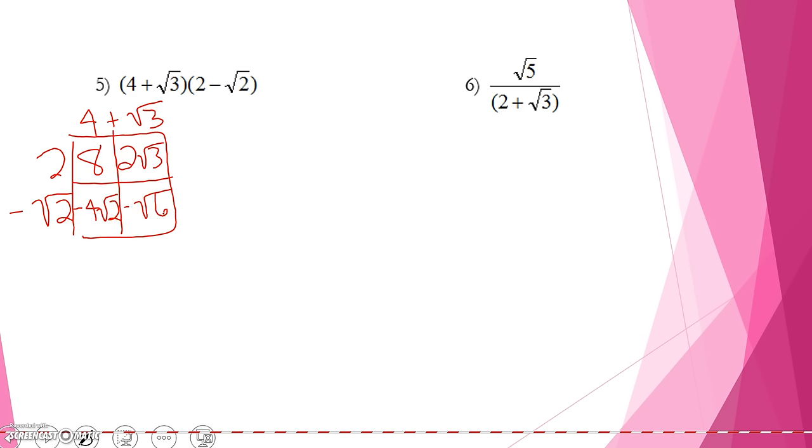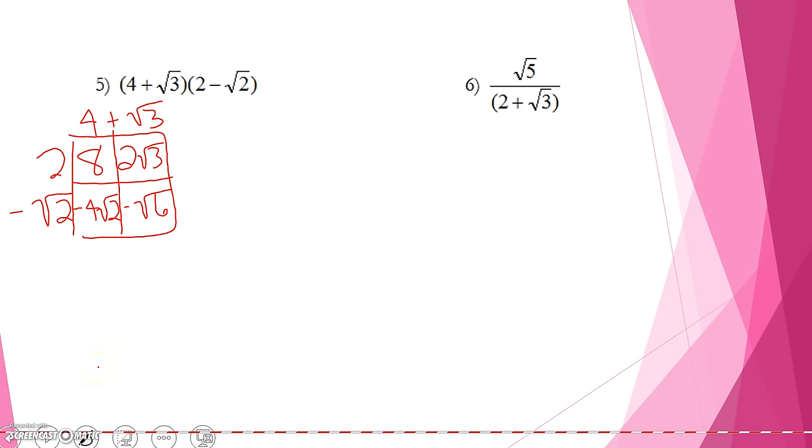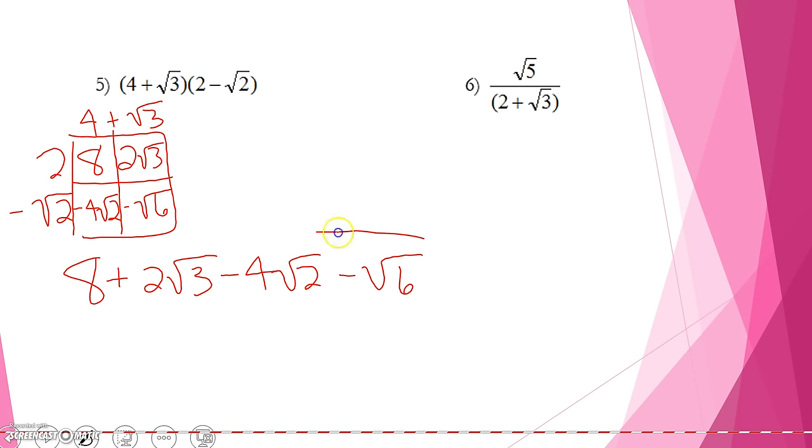This time they were different underneath the radical, so I couldn't make a double. So now whenever I try to add the diagonals, I can't because none of them have the same insides. So my final answer would just be 8 plus the next box, and the last box. And that's my final answer. All right, the last one.